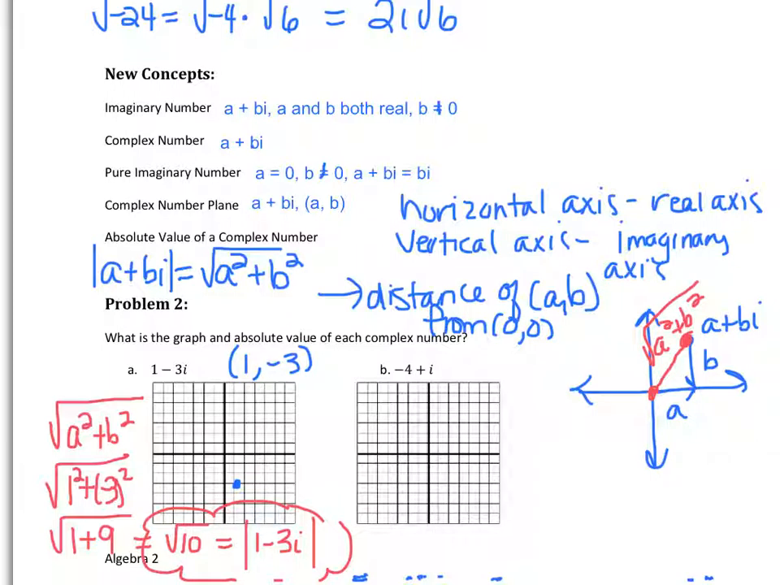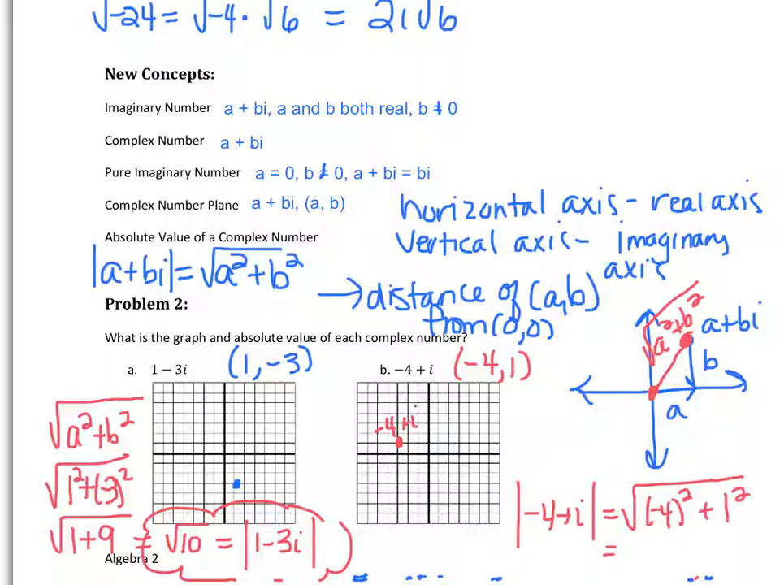Good. So moving on to B, what point would we plot for that complex number? Okay, so we're going to plot the point -4, 1. -4 is the real part, 1 is the imaginary part. And then if I want to do absolute value, I'm going to take the square root of, now remember, in parentheses, -4 squared plus 1 squared. And that's going to be the square root of 17. Good, okay, and that's your final answer there.